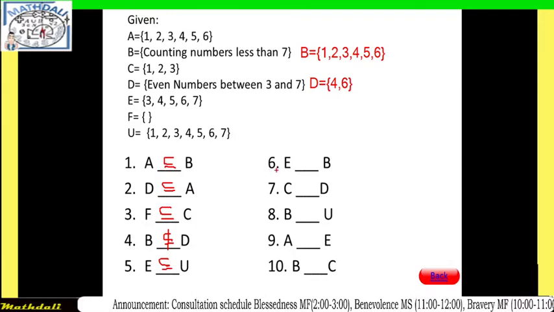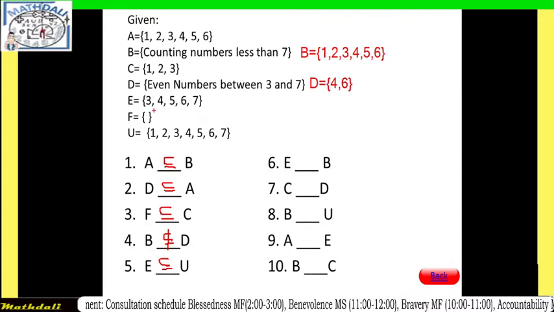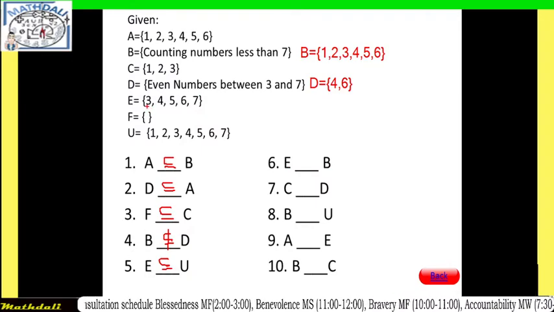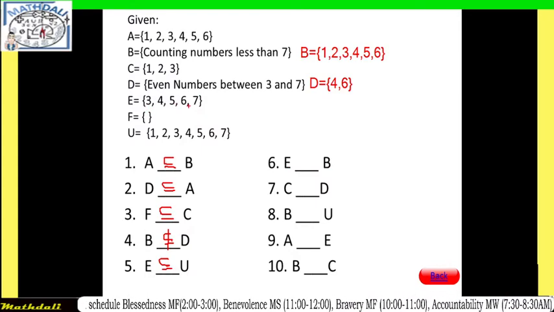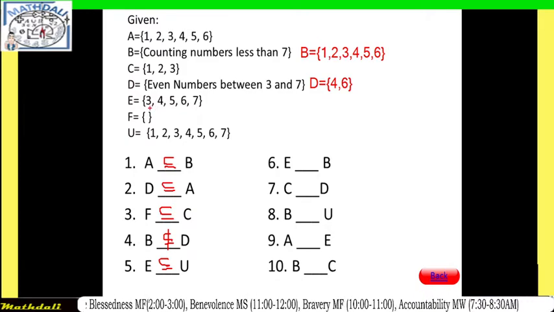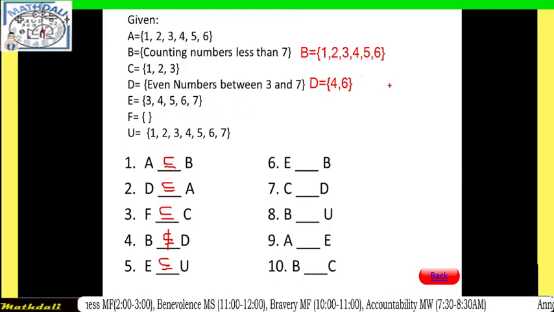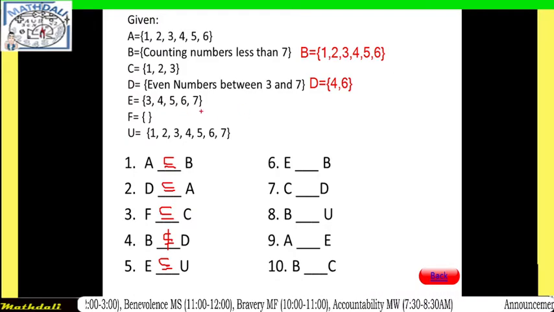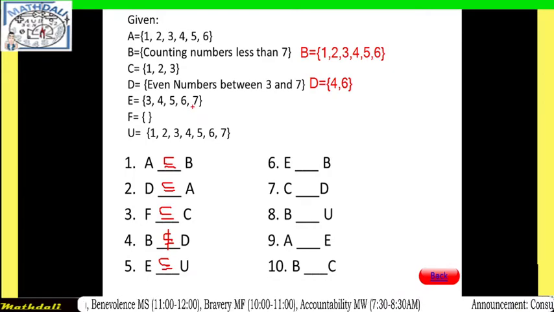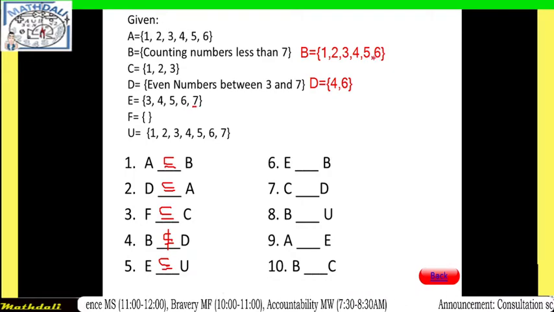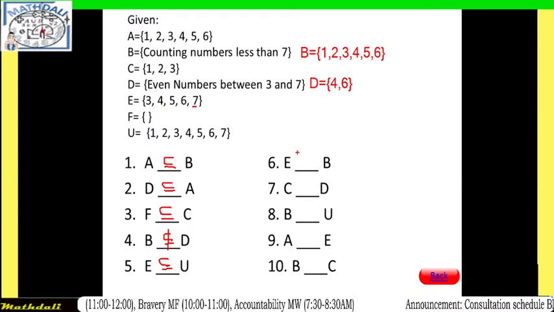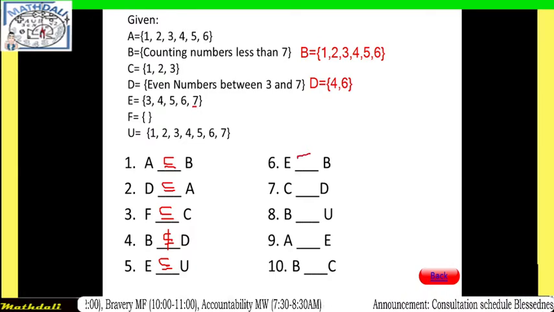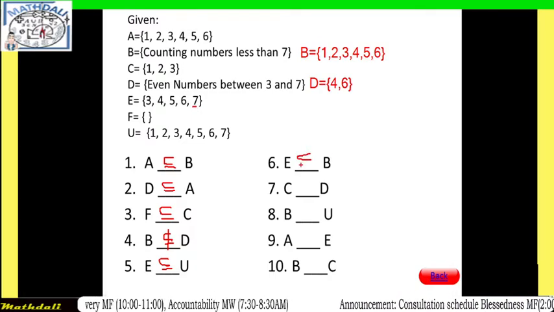Next, number 6. Set E and set B. Ang set E natin, ang elements 3, 4, 5, 6, and 7. Lahat ba ng element na to ay makikita rin sa set B? Definitely, meron tayong element dito na hindi makikita sa set B, and that is 7. So that is not a subset. Set E is not a subset of set B.